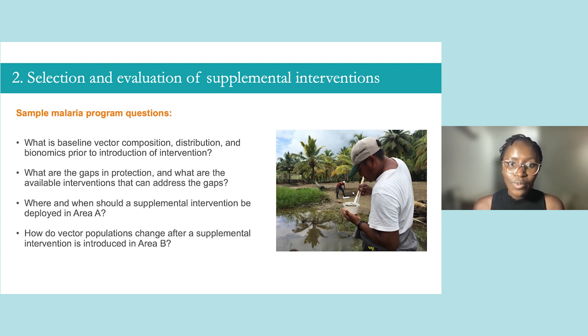Next, where and when should a supplemental intervention, such as larviciding, for example, be deployed in Area A? And lastly, how do vector populations, specifically their behaviors and species composition, change after supplemental intervention is introduced in Area B?